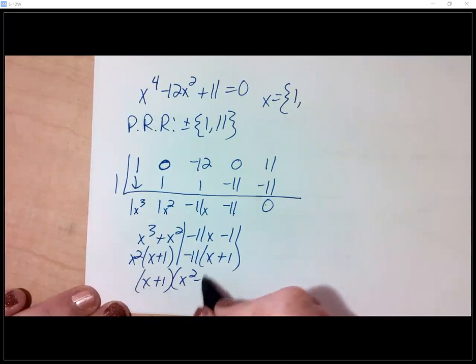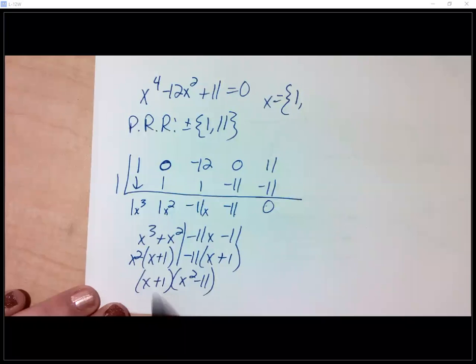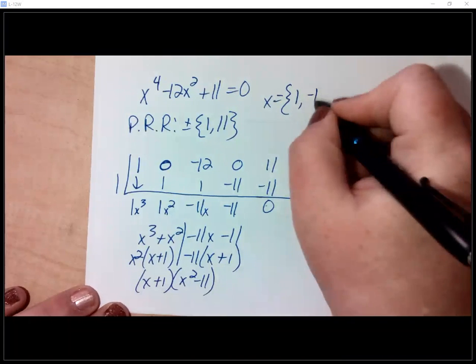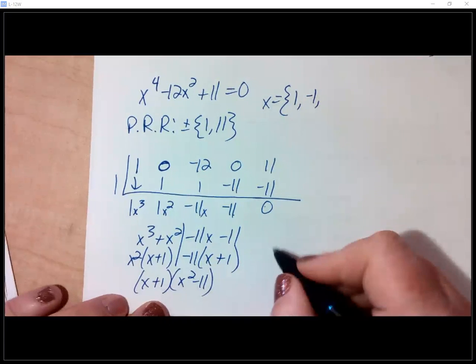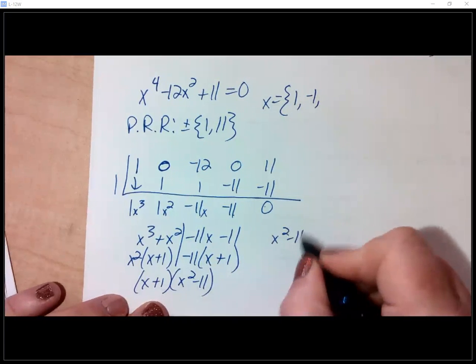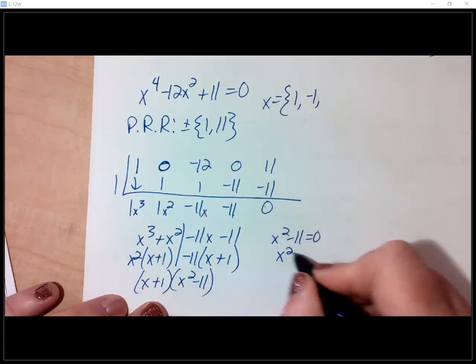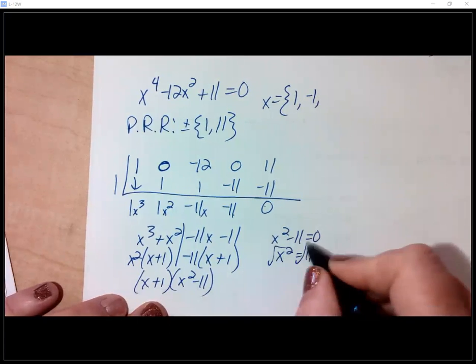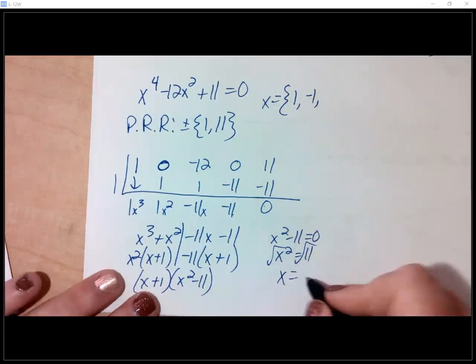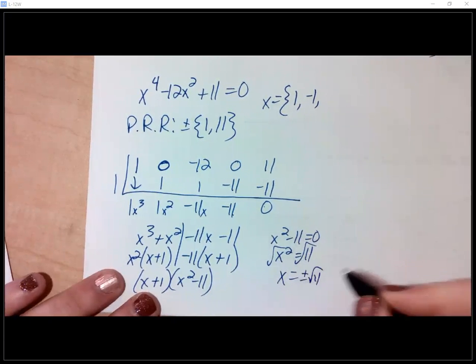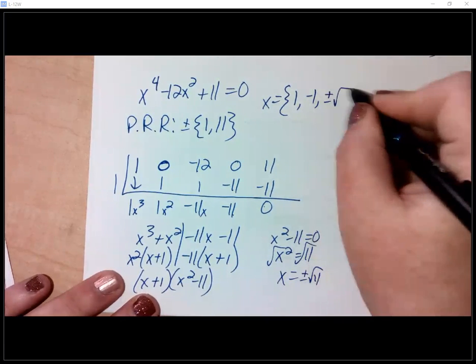I found another answer, negative 1. Yes, put it in my list so I don't forget about it. And now all I have is x squared minus 11. So just take x squared minus 11, set it equal to 0. Bingo, bango. We're almost done. Square root, square root. What do you have to remember when you take the square root? Well, yes, plus and minus. Good answer. And there are my remaining 2. And I found all 4.